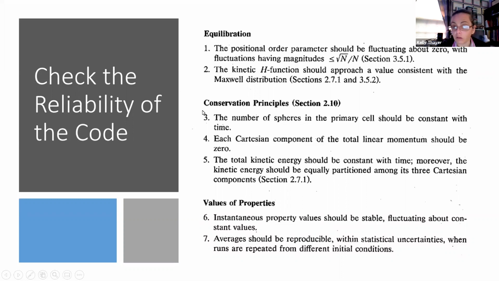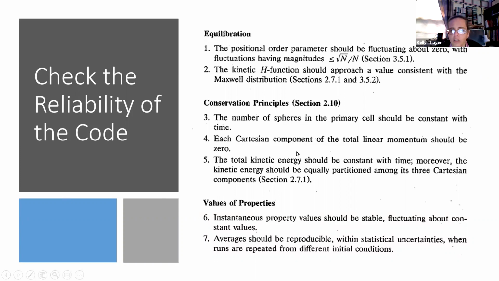Then we would also want the conservation principles to apply. The number of spheres in the primary cell should be constant with time. So that would be very bad if they started disappearing or you got more in. There is such a thing as simulations where N changes, but usually that's a gas kind of simulation where you allow the pressure and the volume also to change.